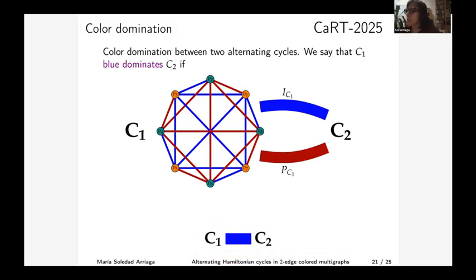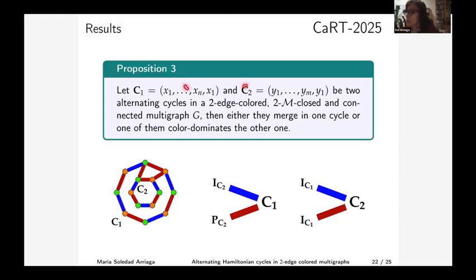Similarly, we define C1 red dominates C2. Now we have another result. Let C1 and C2 be both alternating cycles in a 2-edge colored and 2M closed and connected multigraph G. Then either they merge in one cycle, like this, or one of them color dominates the other one.